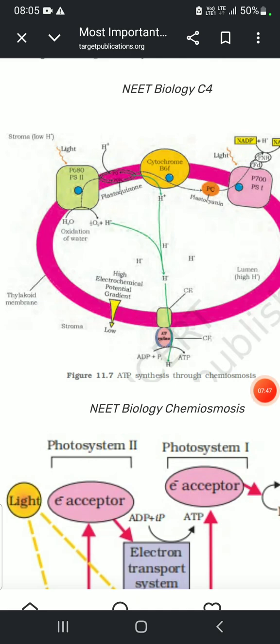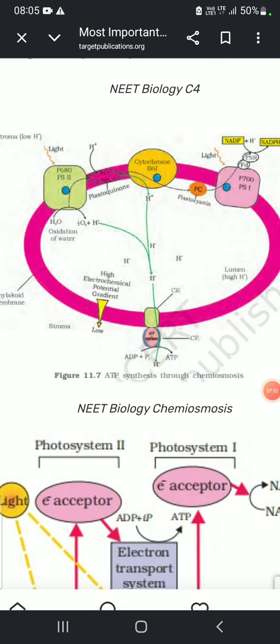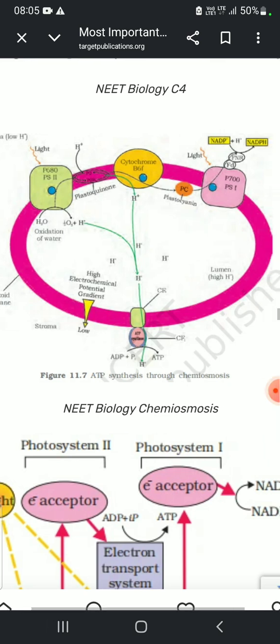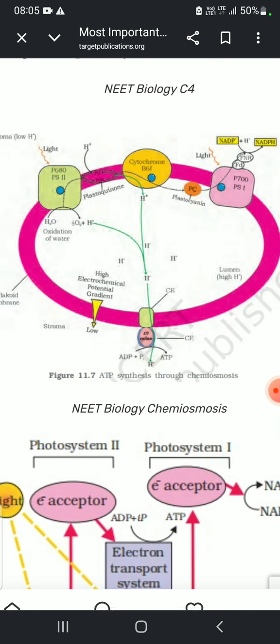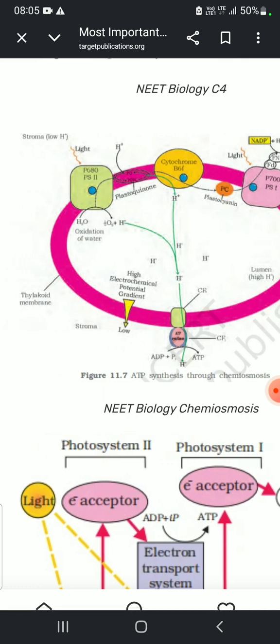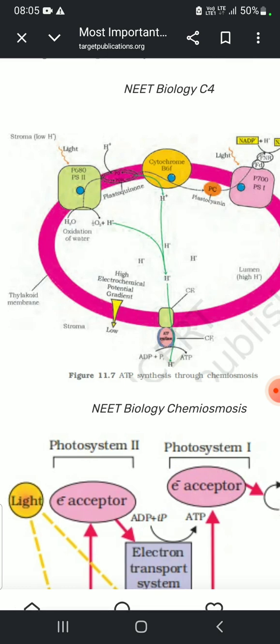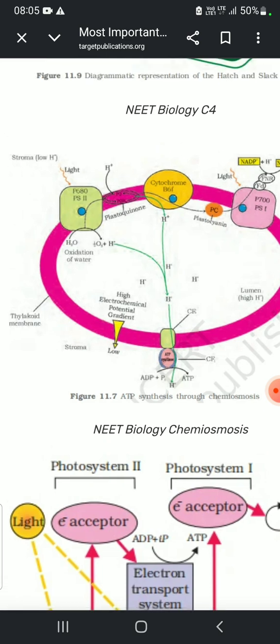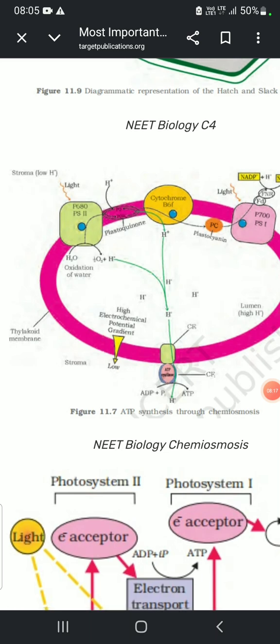Then between cytochrome b6f and PS1, plastocyanin is seen, and oxidation of water occurs in the lumen. And then ATP synthase has the CF1 particle, and the CF0 particle is present in the thylakoid membrane. In the CF1 particle, ATP is formed from ADP plus phosphate.